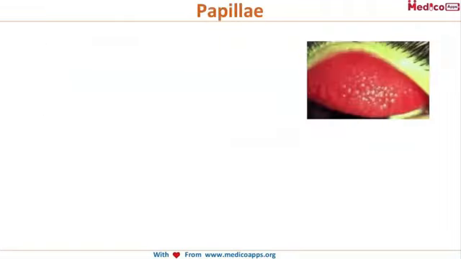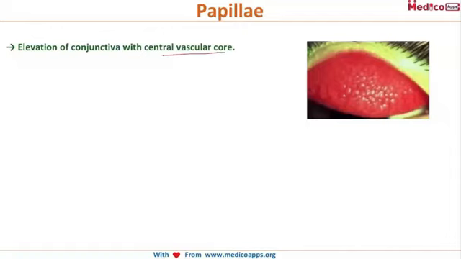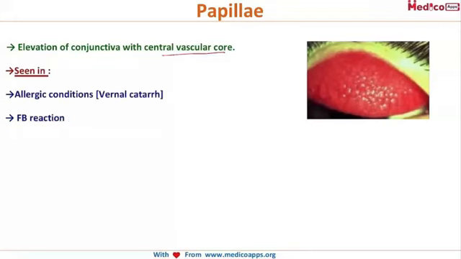Let's look at papillae. See, as compared to follicles, these are much smaller and more red in color, right? So these are the elevations of conjunctiva with a central vascular core. And these are indicative of allergic conditions such as vernal catarrh or a foreign body reaction. Papillae will indicate you more towards an allergic condition rather than an infective condition.